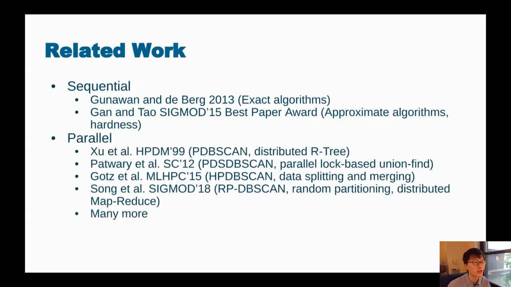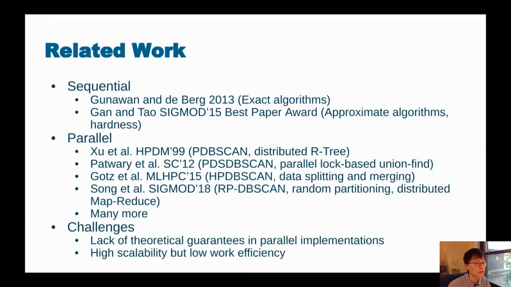In parallel, there have been numerous attempts. Xu et al. in 1999 were the first to parallelize DBSCAN, and after that, there are a few more noteworthy works by Patwary et al., Götz et al., and Sun et al. They use different approaches, such as distributed machines and in-memory processing, and use different frameworks such as MapReduce, MPI, or OpenMP. And there are many, many more such attempts.